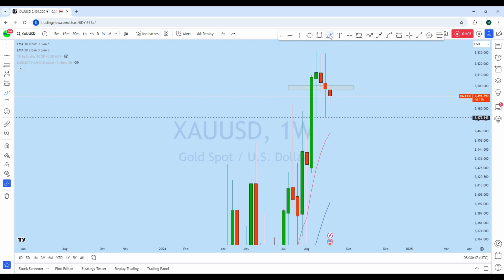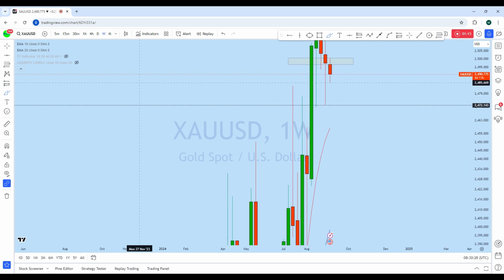And this week, what we can expect on gold is for the market to break below and then create a new lower low, potentially filling that weekly long wick.